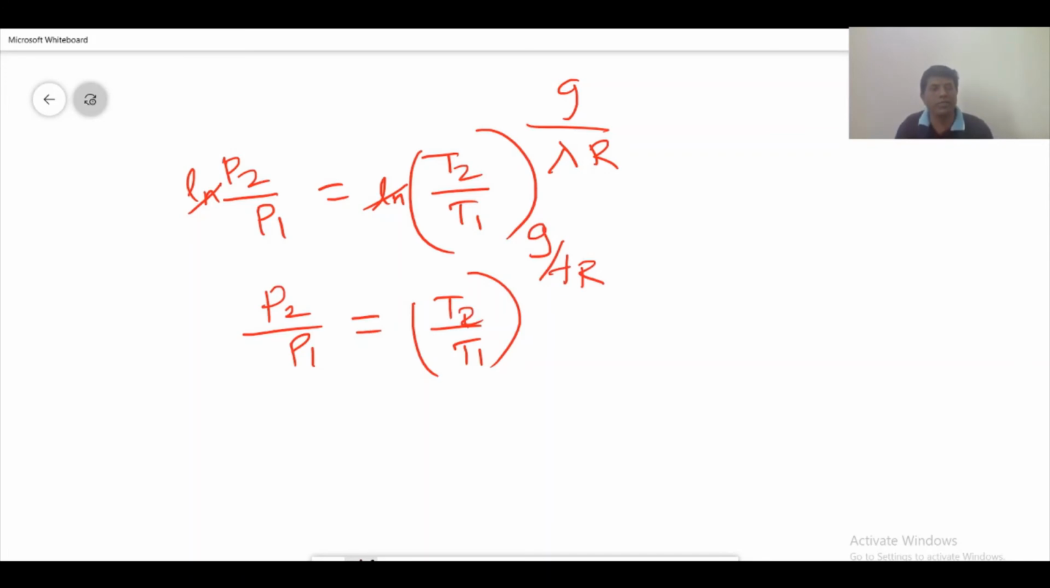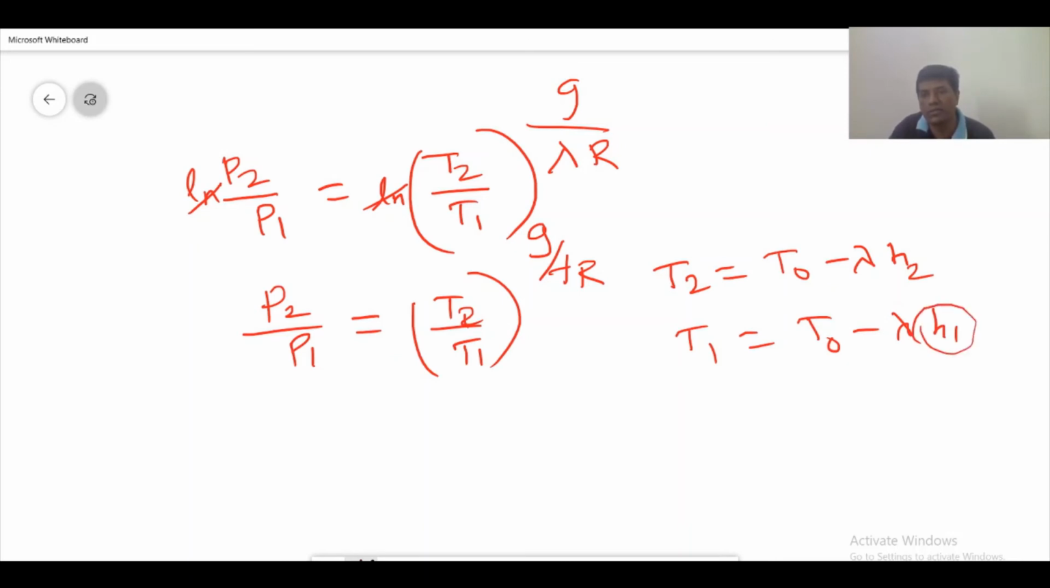So this is the final equation we can say for the troposphere. And here, the important point is we need to note down how T2 by T1 works. T2 is the temperature at any altitude within the troposphere, that means T0 minus lambda h, where h is any altitude, and T1 equals T0 minus lambda h1. The h1 is the sea level height, so zero altitude, and we can go up to 11 kilometers. And similarly for the pressure.